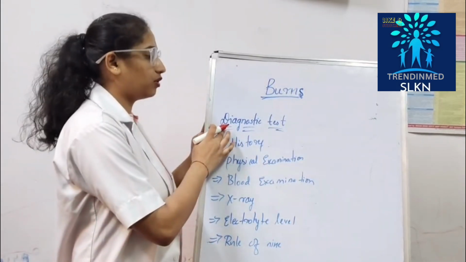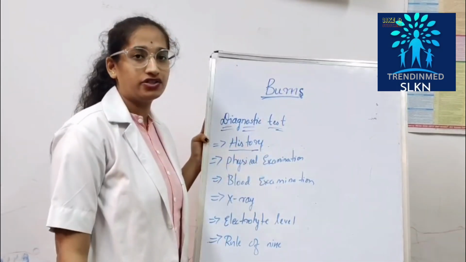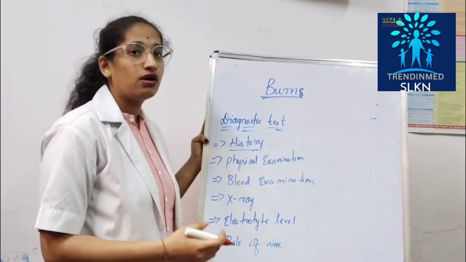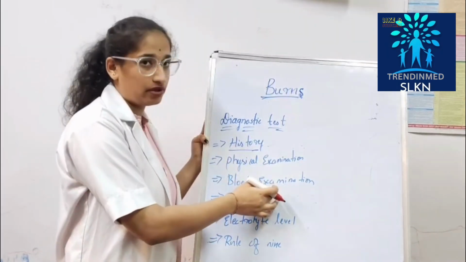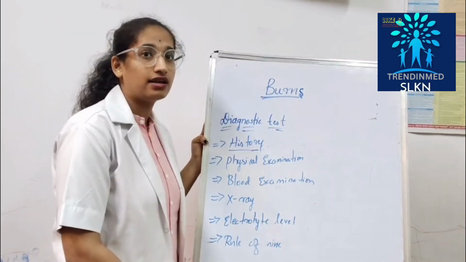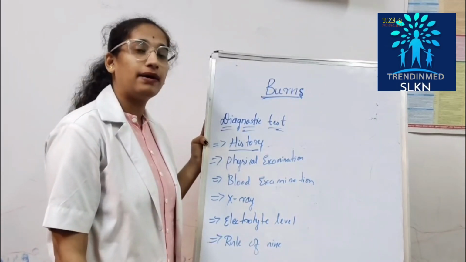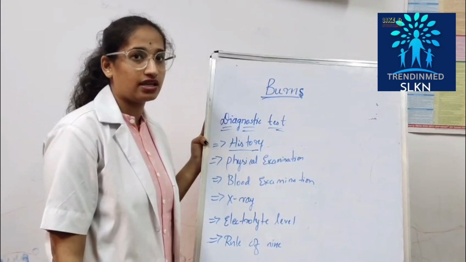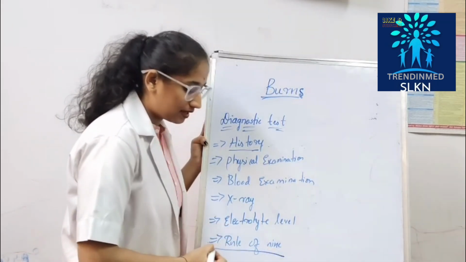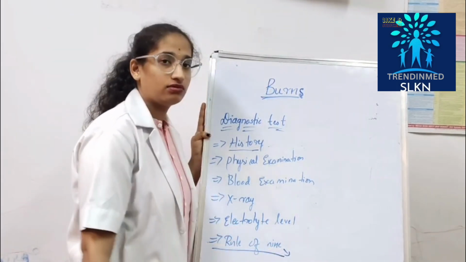So now we will discuss the diagnostic tests of burns. First we will collect the history from the patient, then we will do the physical examination, from head to toe, then blood examination, then X-ray, then electrolyte levels. We have to check whether electrolytes are balanced or imbalanced. Then the rule of 9 is used to estimate the percentage of total body surface area that is burned in the adult patient, so we calculate how much percentage of the body is burned.